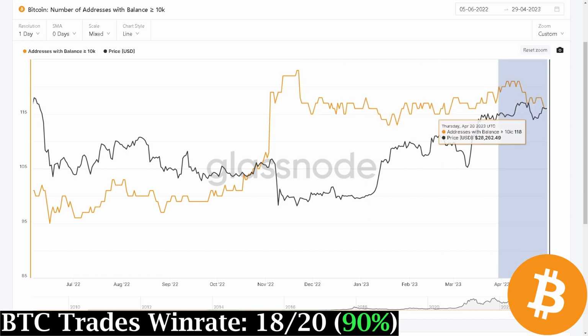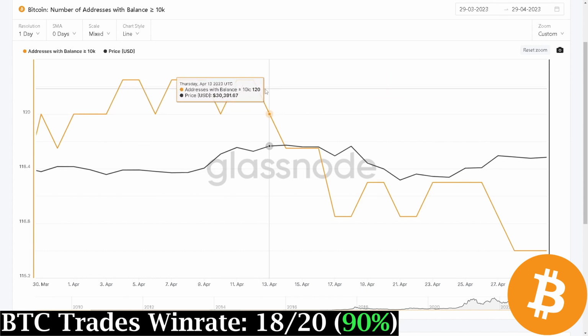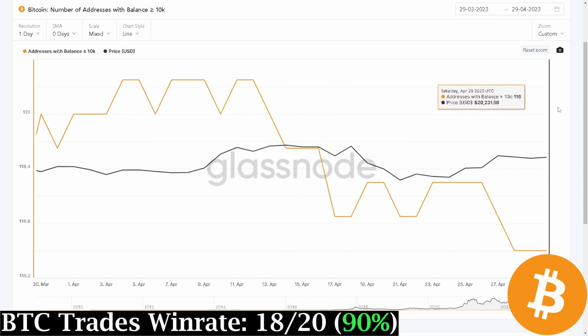If we zoom in a little bit further here, you can see that whales have been dumping on this recent pump. And I can see them dumping a little bit more until they start picking up again in the areas of high liquidity, where the transactions are a lot quicker and more efficient for them.